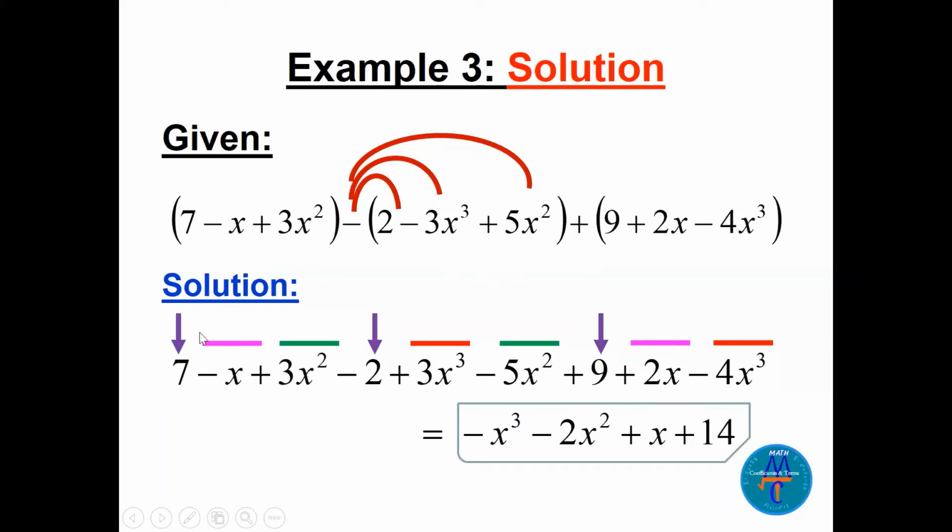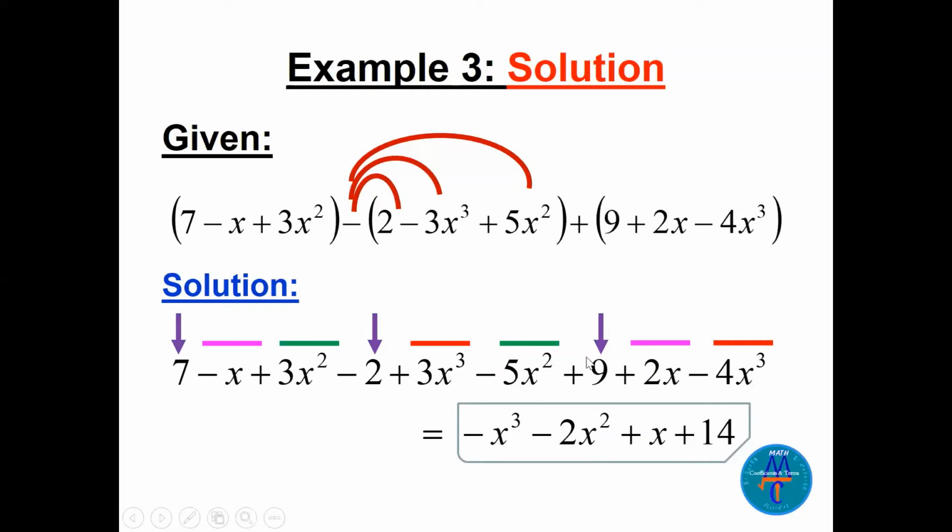Now look at the colors here. The cube, this color, cubed, only these two cubed. So plus 3x cubed minus 4 becomes minus x cubed. I look at the squared. I have the green here, 3x squared minus 5, so minus 2x squared. I look at the purple color, this is the x, so plus x.